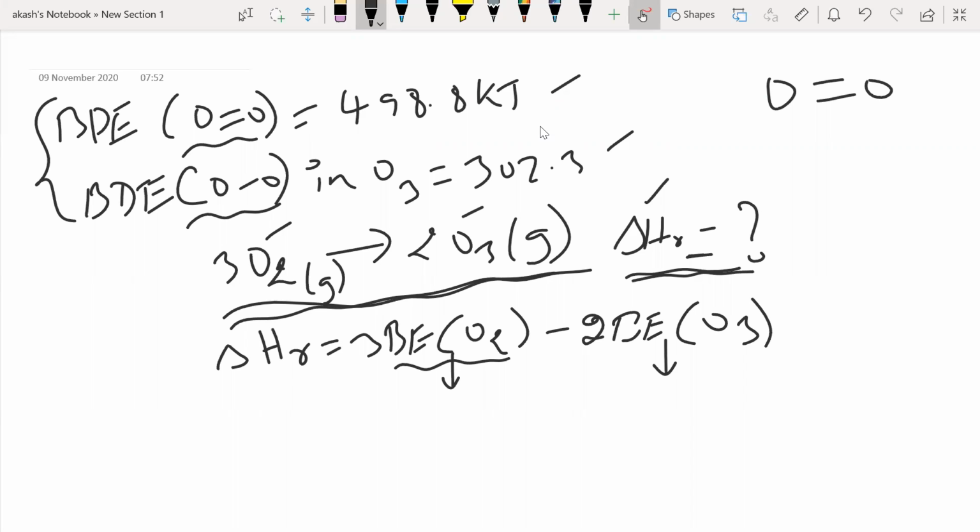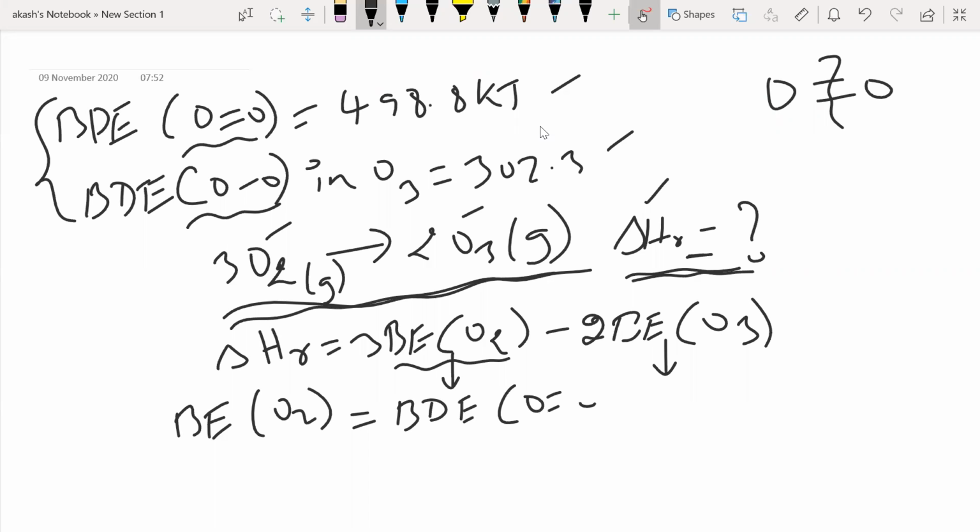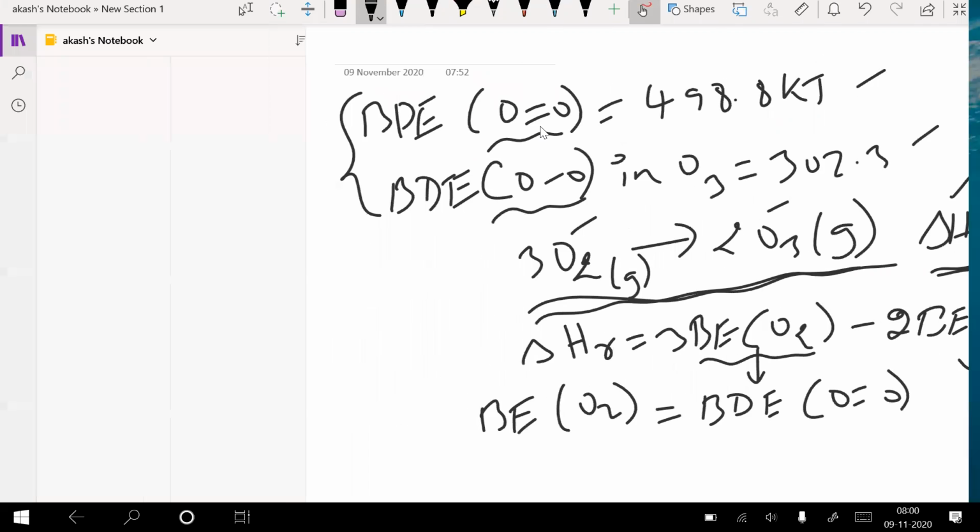First, we'll just come back to this. Now tell me, bond enthalpy of O2 in terms of bond dissociation enthalpy, how will I write? 1 into bond dissociation enthalpy of O double bond O. Exactly. I have only one bond to break, that is my O double bond O. Very simple. So bond enthalpy of O2 is equal to bond dissociation energy of O double bond O.